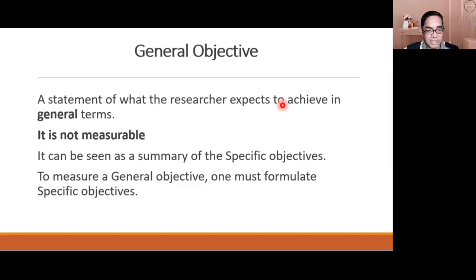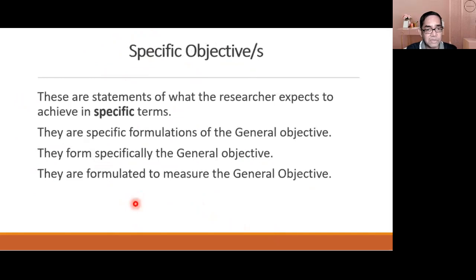No, as I said, the general objective can be seen as a summary of the specific objectives. And as I said, the general objective, because it is a summary, is not measurable. Because it is not measurable, how do we now measure the general objective? We need to formulate specific objectives. And this brings us to the topic on specific objectives.